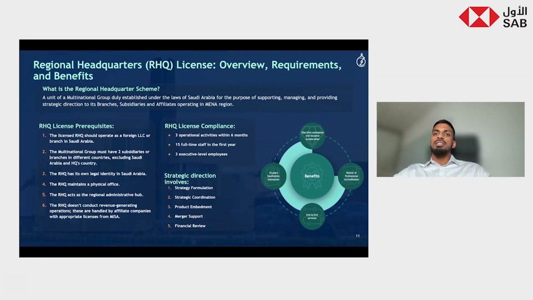So just understanding some of the prerequisites and what that means, the licensed RHQ should operate as a foreign LLC or branch in Saudi Arabia. It is important for the company or the corporation to have 2 subsidiaries in different countries, excluding the kingdom itself. The RHQ would be its own legal entity, and there is a requirement of maintaining a physical office. Now, I think the biggest question that we get all the time is, am I able to conduct commercial operations through my RHQ?